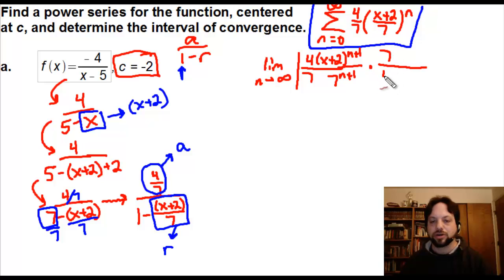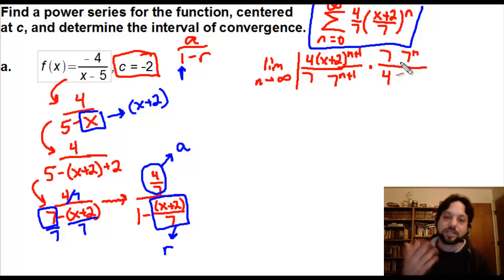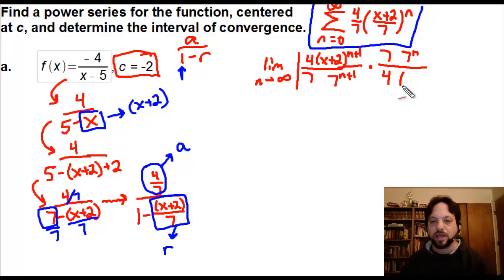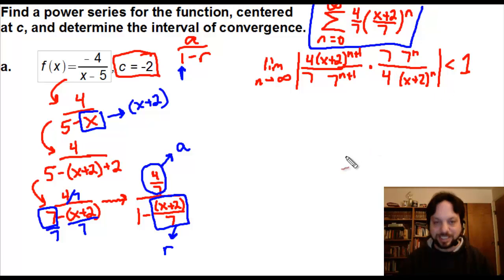My current term, which I'm dividing by, so I'll do the reciprocal, is 7 times 7 to the nth power, or 7 to the n plus 1 if you like, and then (x plus 2) to the nth power on the bottom. So once I simplify that, because this is the ratio test, I want that to be less than 1. And so let's go ahead and simplify and see what happens.